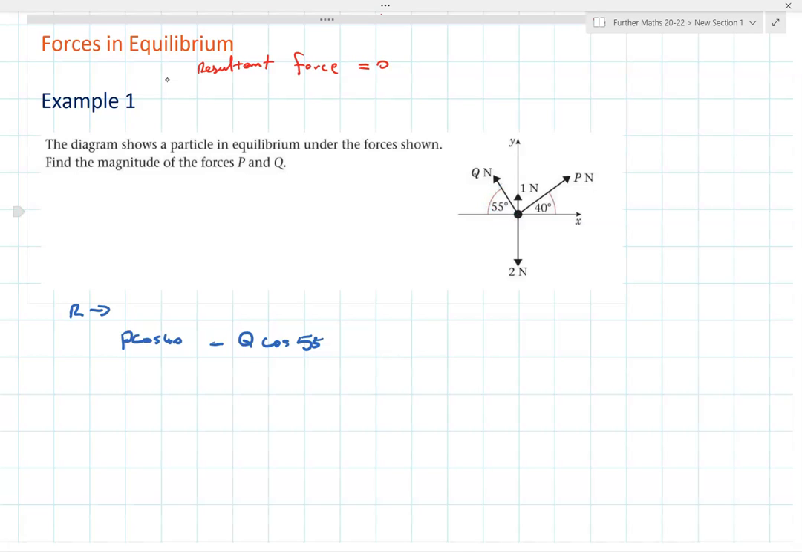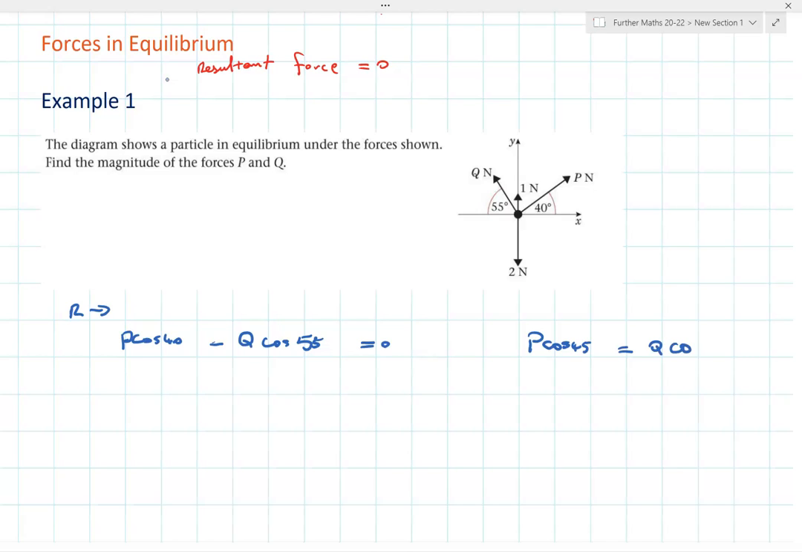Okay, and that's equal to zero. Or alternatively, you could just say left equals right: P cos 40 equals Q cos 55. You can go straight to this if you prefer. Forces in this direction have to counteract forces in this direction if it's in equilibrium. It depends which way you want to think of it. So there we go, that's resolving horizontally.